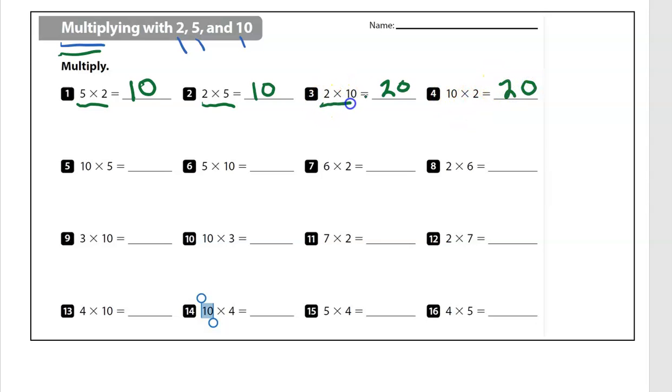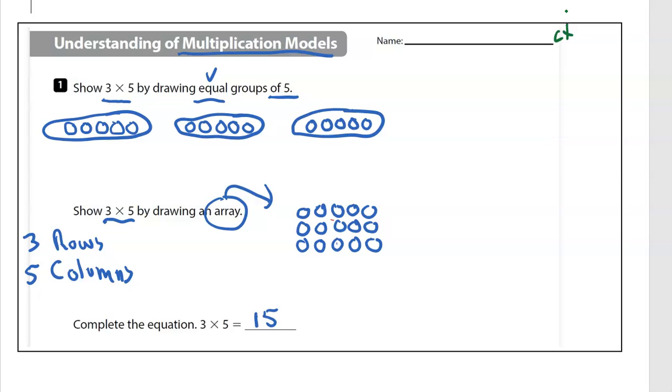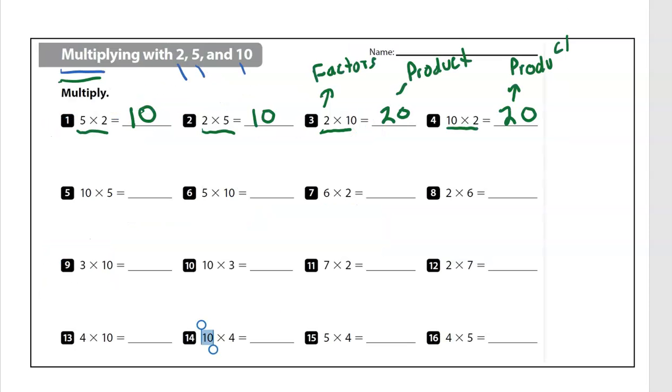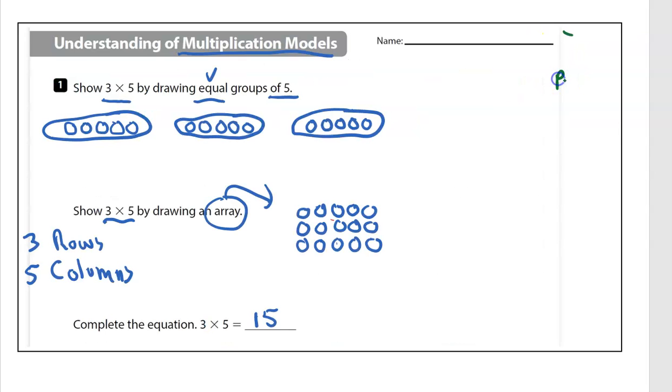Notice that again. They changed the order of the factors. These things here are called factors. Super important to know that. But the product has stayed the same. I hope you remember a product is an answer in a multiplication equation. Factors change, but the product stays the same. Whoops. Let me go back and get the right page. There's our product.